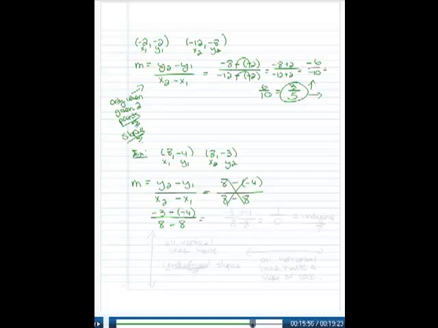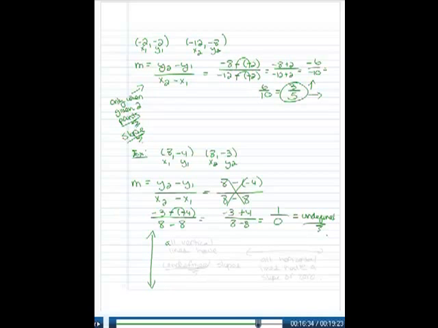So we can see that this negative makes this negative a positive. So I end up with negative 3 plus 4 divided by 8 minus 8. Negative 3 plus 4 I know is 1. 8 minus 8 is 0. So anything that's divided by 0 is undefined. Now that means something special when it comes to graphs. Whenever a slope is undefined, it's always the same kind of line, and that is a vertical line.